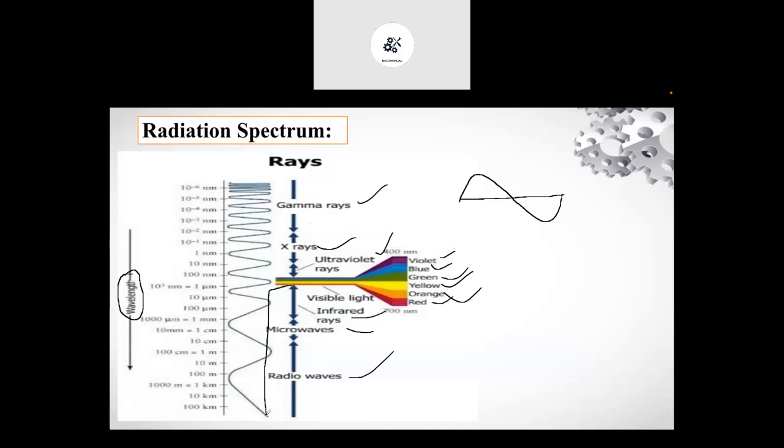After the light band, you will see there is infrared radiation, microwaves, and radio waves. All this radiation is called long wave radiation, because its wavelength is high. It is in the centimeter or kilometer range. Radio waves have the largest wavelength, varying from 10 centimeters to 100 kilometers. So you will understand the difference between the wavelengths.